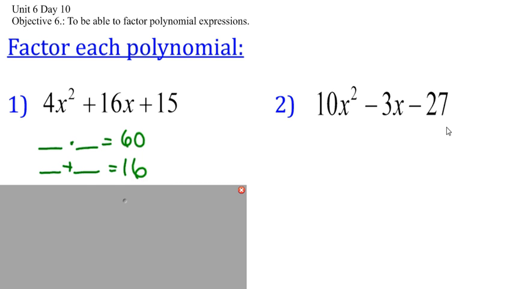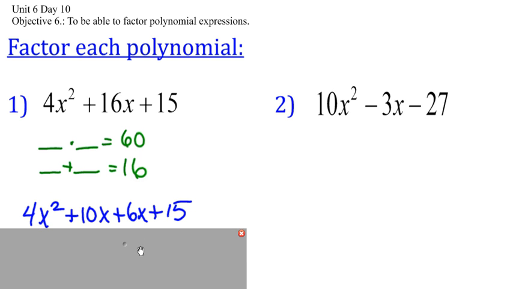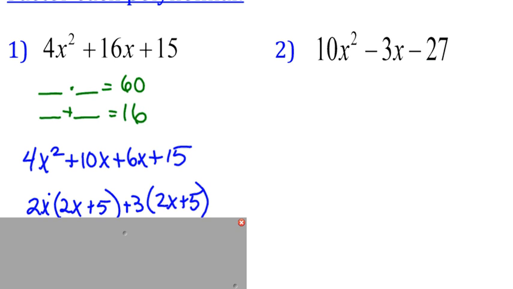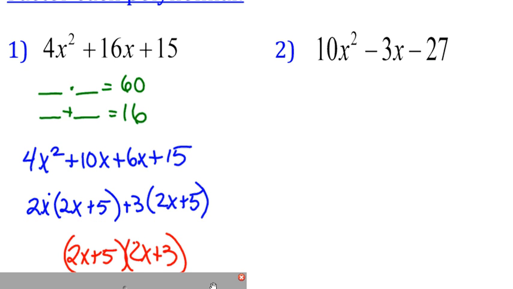When we find the number pattern that works, we use those two values here and we rewrite the linear term. The numbers that we need would be 10 and 6. Once we have our 4 terms, we can look at it in pairs and divide out what they have in common. First pair we could divide out a 2x, the second pair we could divide out a 3. Here we're looking to see, are we multiplying by the same amount? And we are, 2x plus 5. So our factored form would be 2x plus 5 times 2x plus 3.